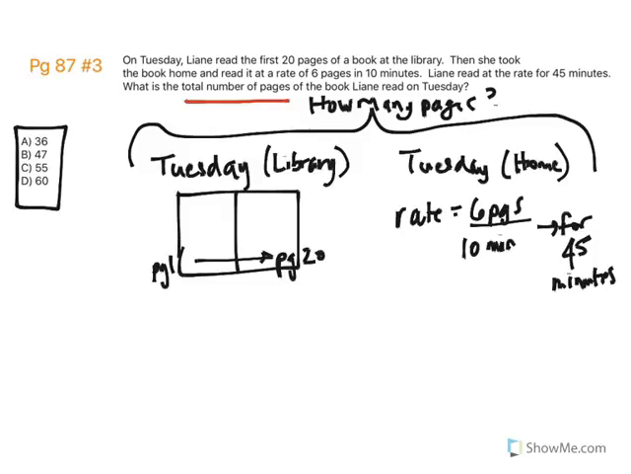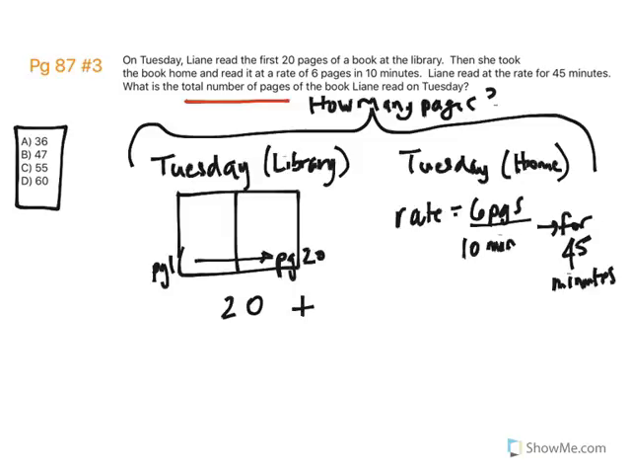So over here, this is just a constant. She just read 20 pages. She read it at the library. We don't know about the rate. We just know that we're going to be adding 20 pages at the end. Now, let's find the rate that she read at home once she got home.